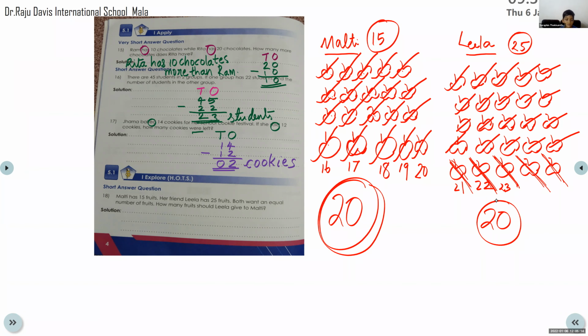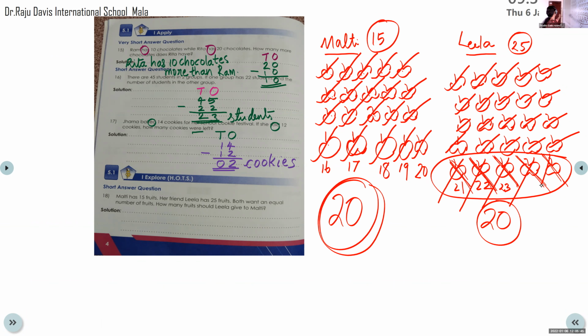Yes. So how many fruits did Leela give to Malati? 5. Yes, 2, 3, 4, 5. Malati got 5 more. Leela gave 5. So Leela gave 5 fruits to Malati. So now it becomes 20, both having 20 each.